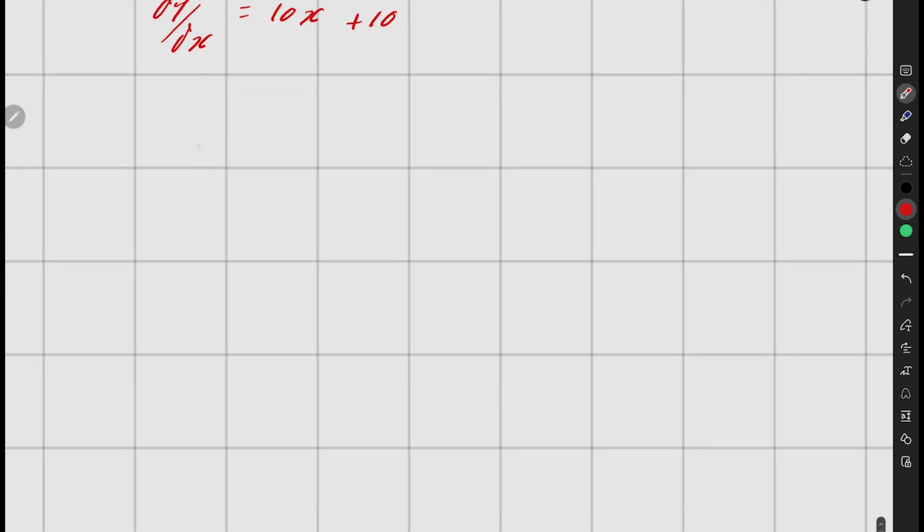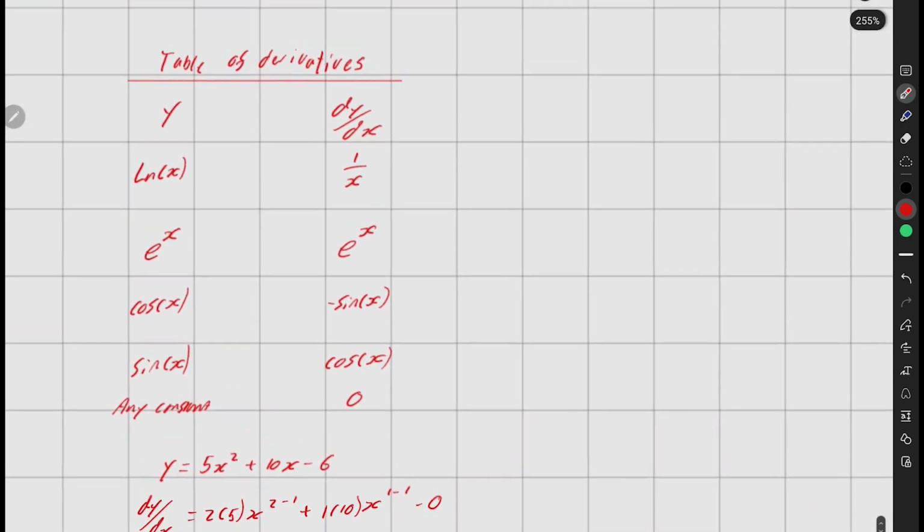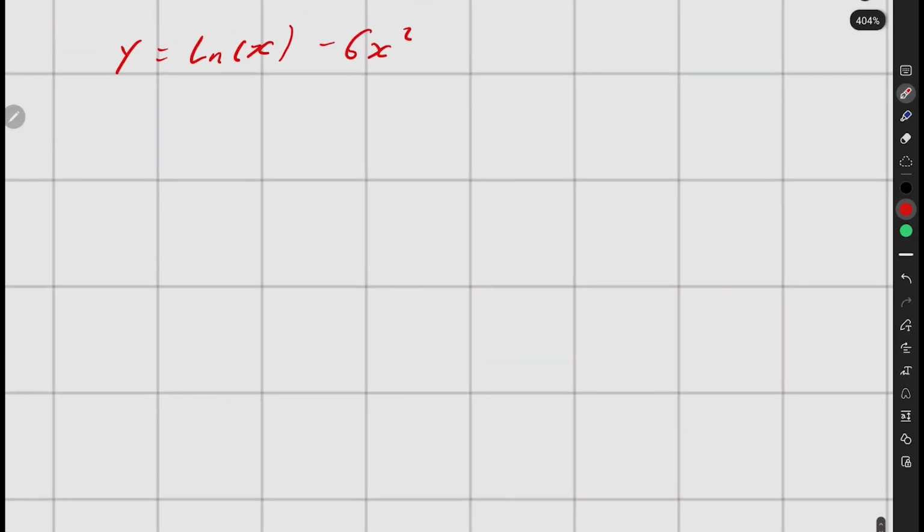So let's move on to a different function. Let's say y equals ln of x minus 6x squared. To differentiate this, remember from your table of derivatives, ln x its derivative is just 1 on x. So we're going to have dy over dx equals 1 on x, as that's the derivative of ln x. Then we're going to have minus 2 times 6, 12x to the power of 2 minus 1. So that's the derivative of y equals ln x minus 6x squared.